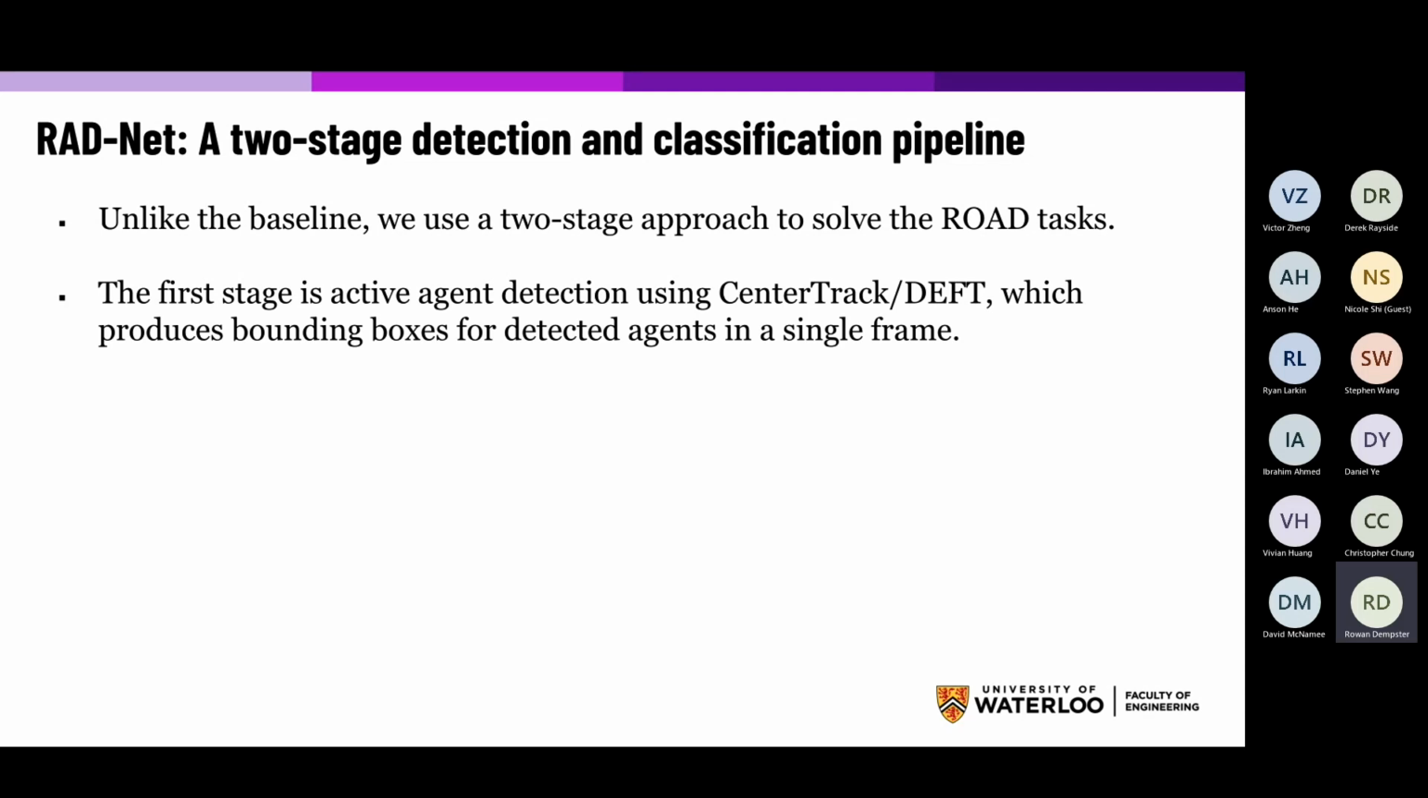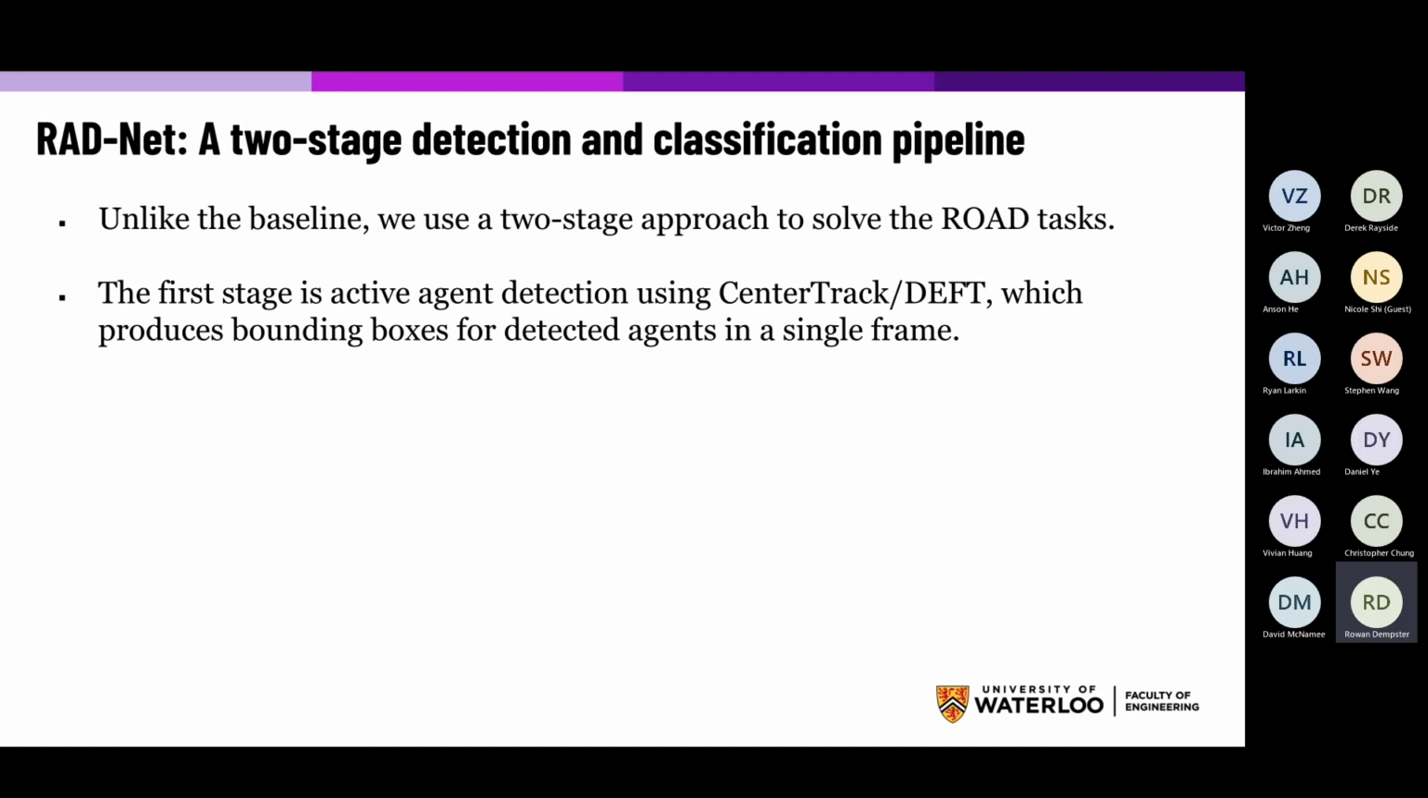So in the baseline, they produce the bounding boxes for the active agents and their actions within a single pass through the network. But our thinking was, well, we already have very good architectures for detecting active agents. Why would we start from scratch re-engineering those when we could just have a two-stage approach? So the first stage can use any active agent detection and tracking algorithm, of which there exist many.